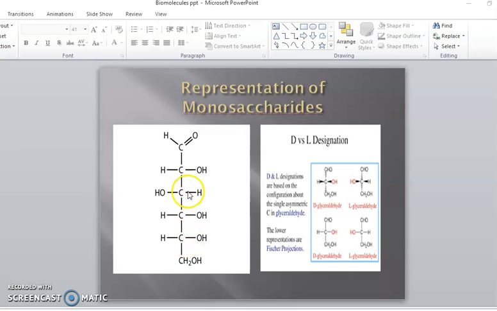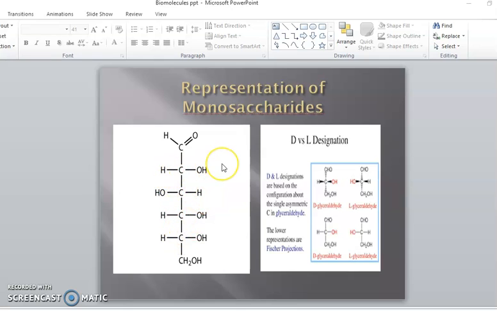Now, this is a carbon and this one is actually a chiral carbon. How do you say this is a chiral carbon? Here you have an OH group, here there is an H. So 4 different groups are attached: one is an aldehyde, this is an OH, this is H, and the other groups. So definitely this is a chiral carbon. So here 2, 3, 4, 5 are chiral centers.